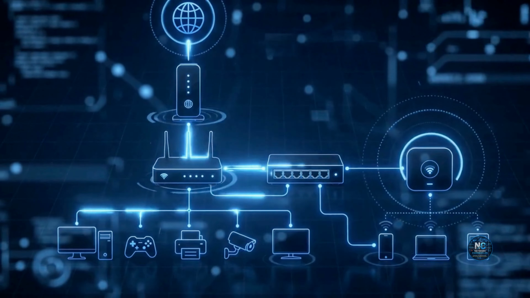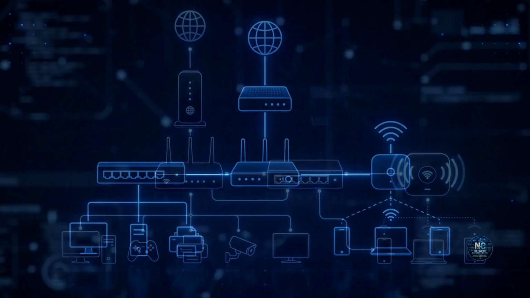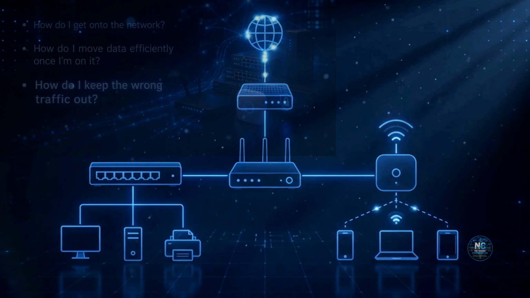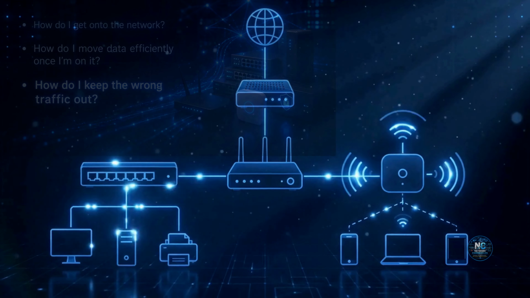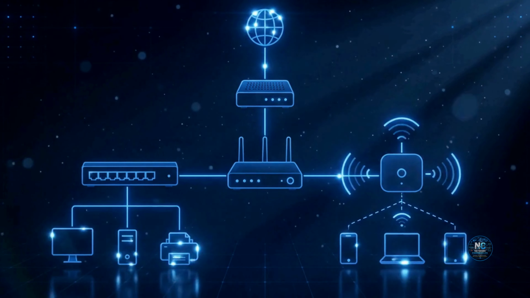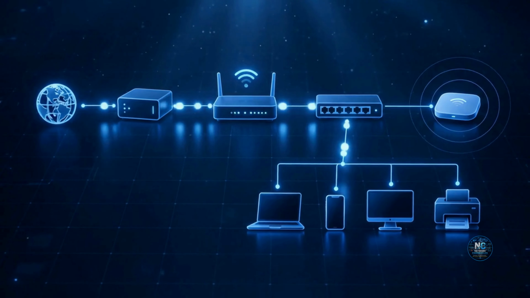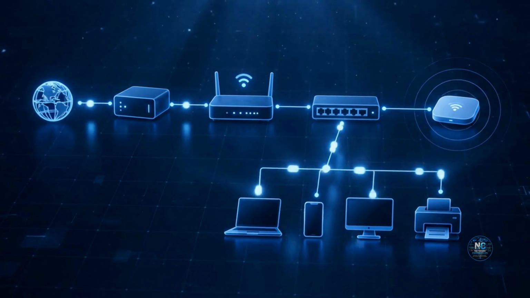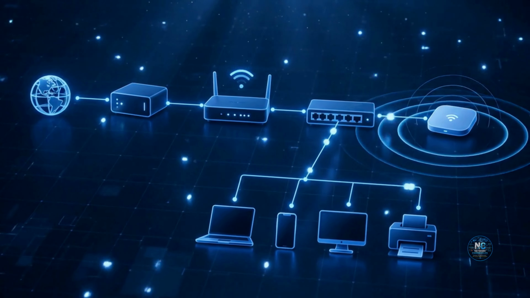Here's the mental model we're going to build in this episode. Every network device exists to solve one of three problems. How do I get onto the network? How do I move data efficiently once I'm on it? And how do I keep the wrong traffic out? Modems and access points solve the first problem, getting connected. Switches and routers solve the second, moving data to the right place. Firewalls solve the third, deciding what's allowed in and out.